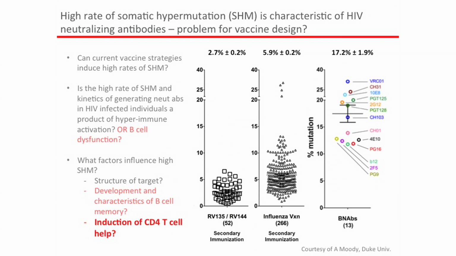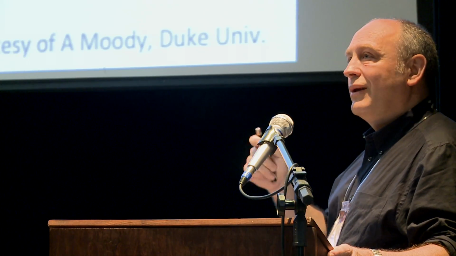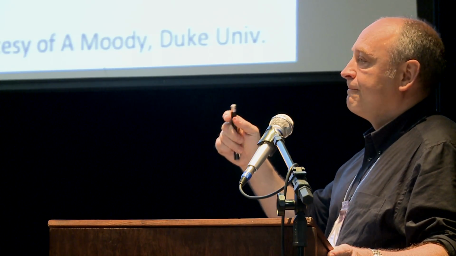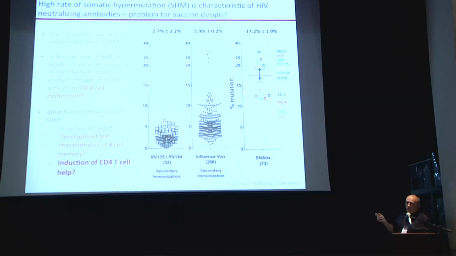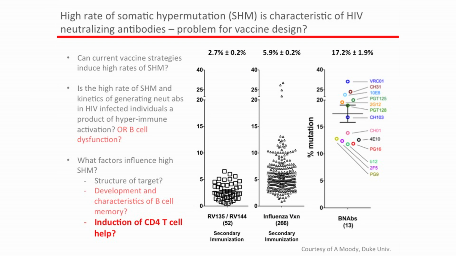One feature of neutralizing antibodies is the high rate of somatic hypermutation that we find in these antibodies. What this shows is the percentage mutation that we find. VRC01 is up to 32% mutated. The way that we work this out is that we look at the progenitor, and then we can calculate how many changes there are in the sequence. So there's 32% of the sequence changed to obtain this antibody, and likewise for the other antibodies against HIV.